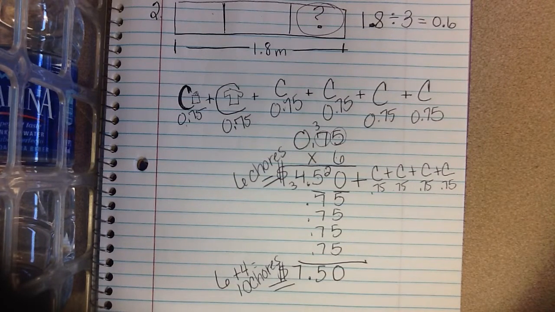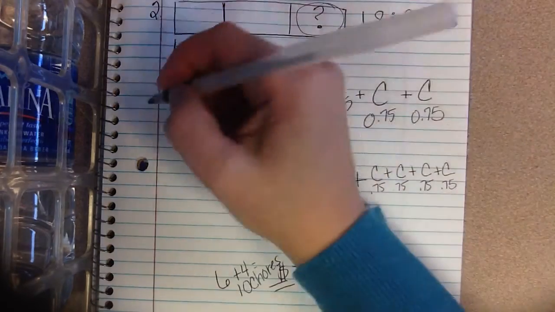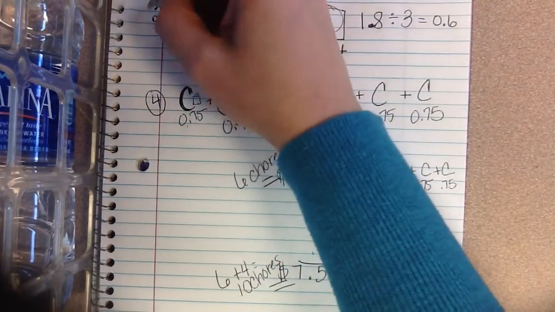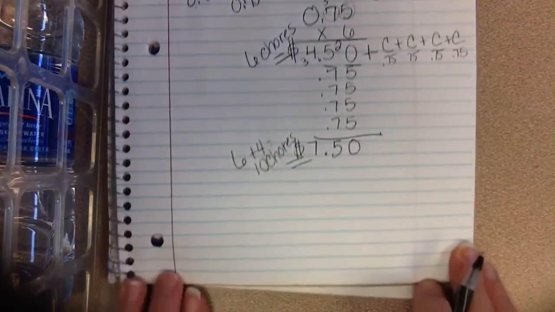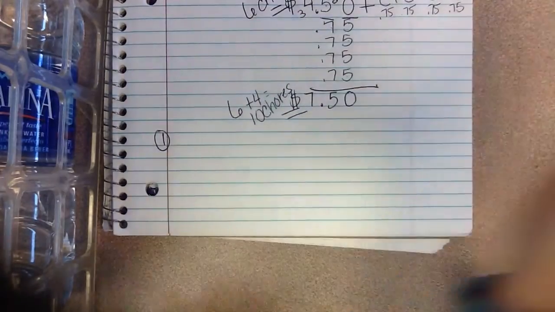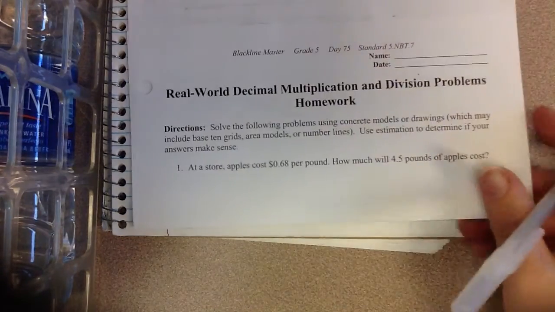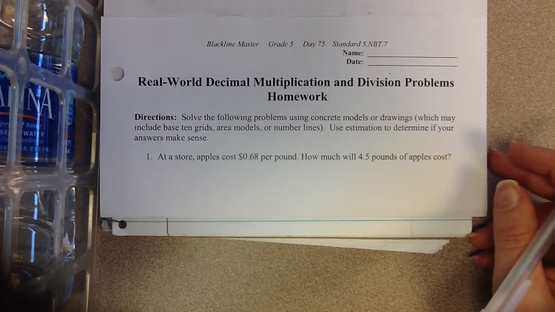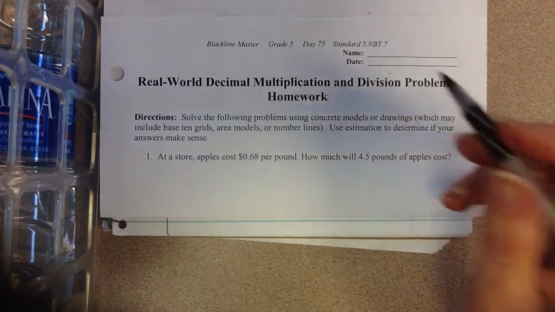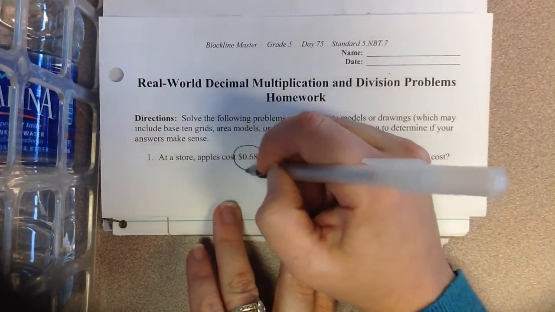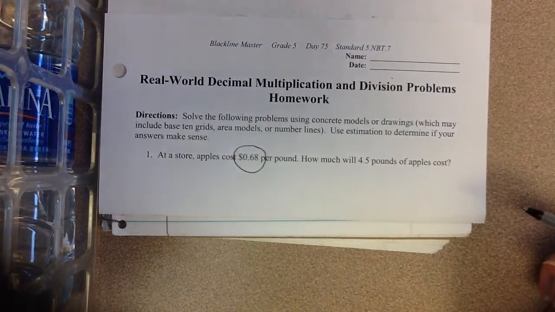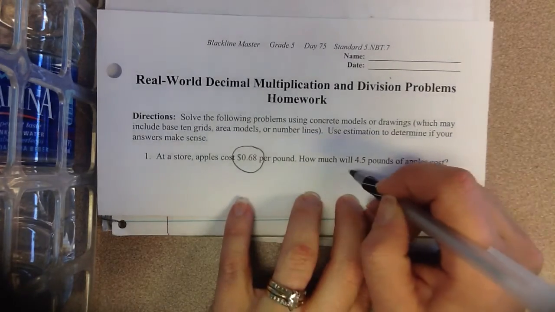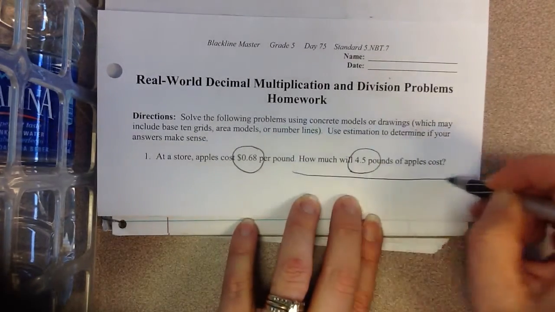Okay, so let's look at one more. This one is problem 4. I know you don't have the problems in front of you. I'm going to move up. I'm going to go back to problem 1 on my paper. That doesn't really matter. So at a store, apples cost 68 cents per pound. How much will 4.5 pounds of apples cost?